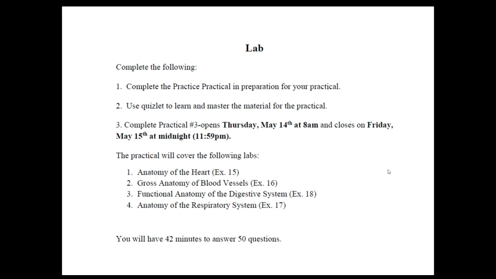To prepare for your practical, complete the practice practical. It's in its regular location, practice practical number 3. Learn the material and master the material using those Quizlets. Many of the same images that are on the Quizlet will be on the practical. The best way to prepare for the practical is by using those Quizlets.